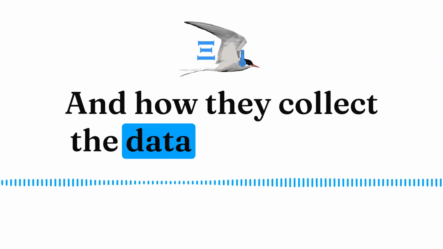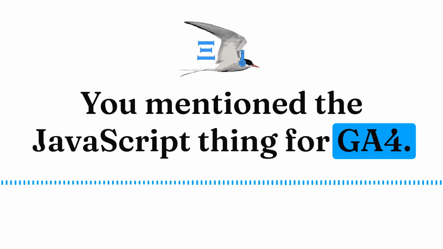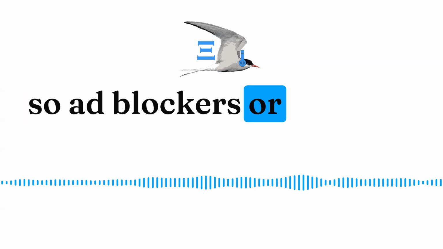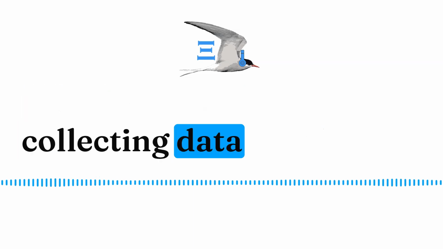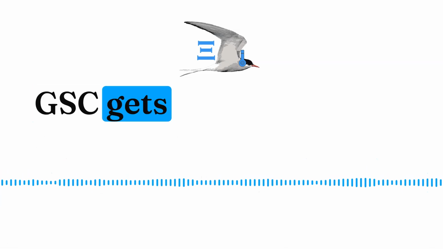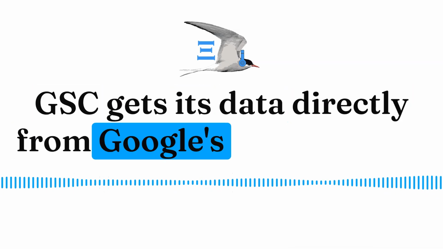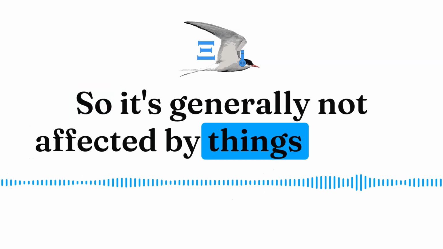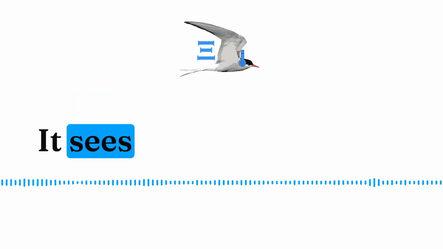And how they collect the data is different. You mentioned the JavaScript thing for GA4. GA4 needs that JavaScript tag to run in the browser, so ad blockers or disabled JavaScript can stop it from collecting data sometimes. But GSC doesn't rely on that. Not in the same way. GSC gets its data directly from Google's crawling and search results infrastructure. So it's generally not affected by things like ad blockers on the user's end. It sees what Google sees.